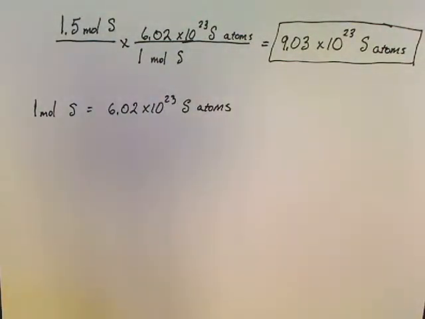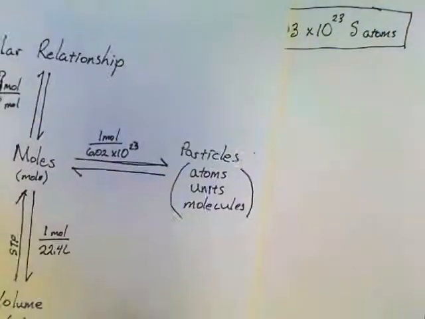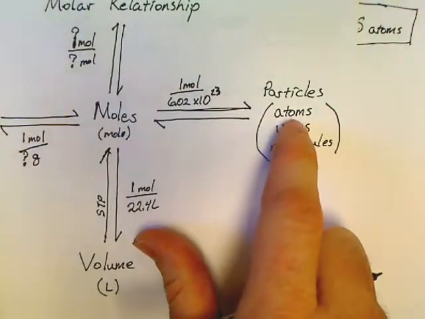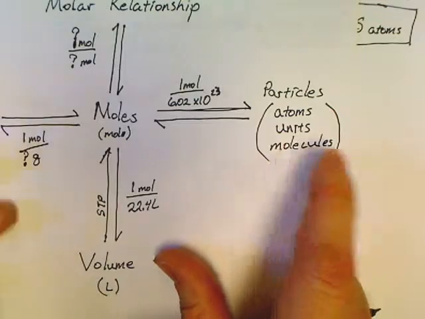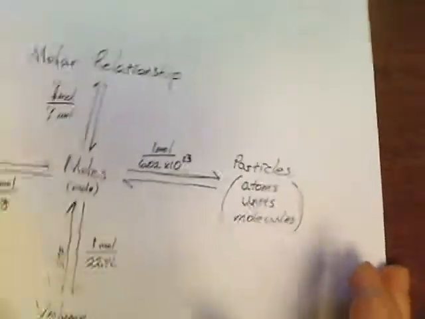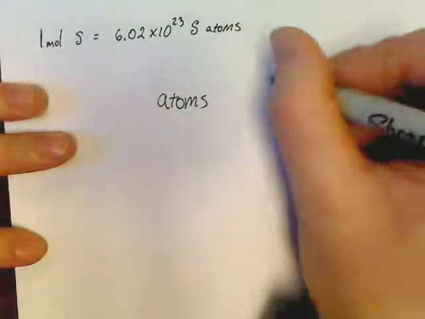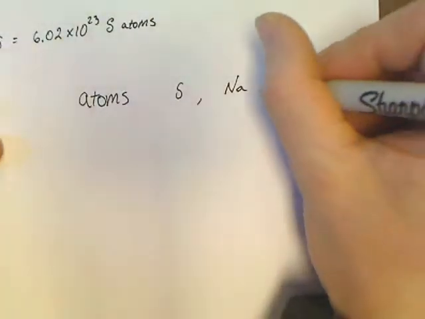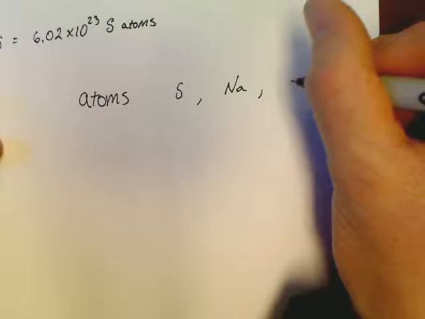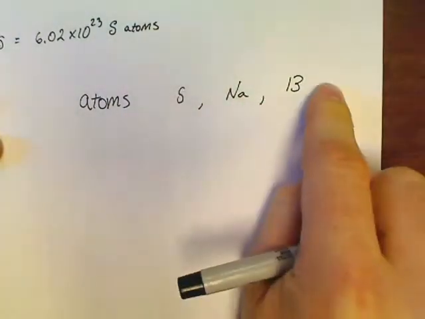We've done a bunch of one-step problems. Let's take a second, though, and I want to explain one thing off of this chart. Some people don't understand when do you use atoms, when do you use units, and when do you use molecules over here. Well, we could do a couple examples real quick. Atoms is for when you've got like the one we just did, like just S. Maybe Na. Maybe B. When you've just got an atom, when you've just got an element.